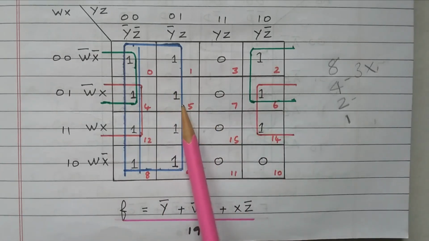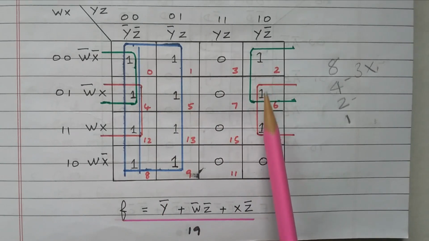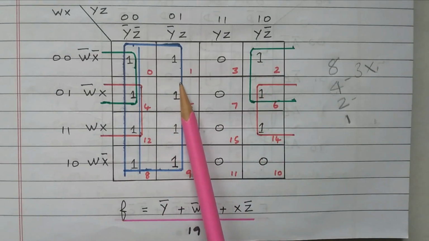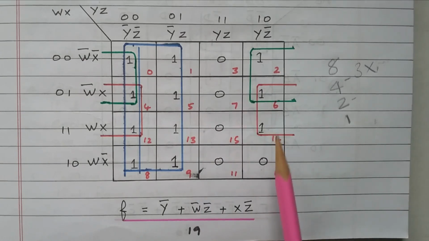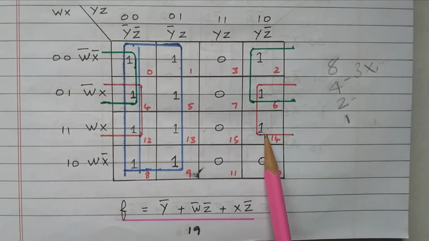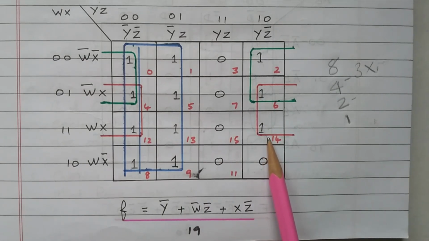One 8 cell grouping, and two 4 cell groupings. The blue color represents the 8 cell grouping. The green color represents the first 4 cell grouping. The red color represents the second 4 cell grouping. Now we need to find the simplified expression.